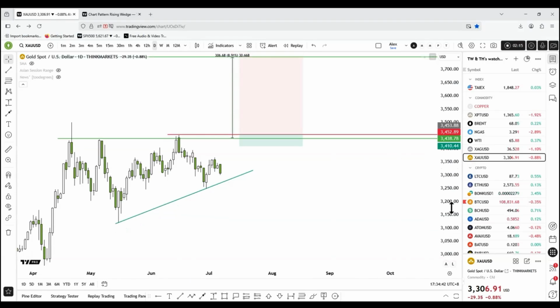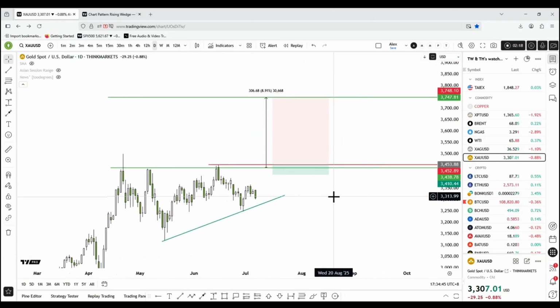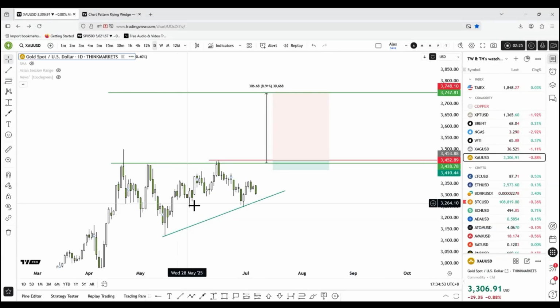Now, this is an ascending triangle. And yeah, it doesn't look exactly like your textbook example. And again, it's never really going to be like that. You always have to take some liberties in interpreting the pattern.